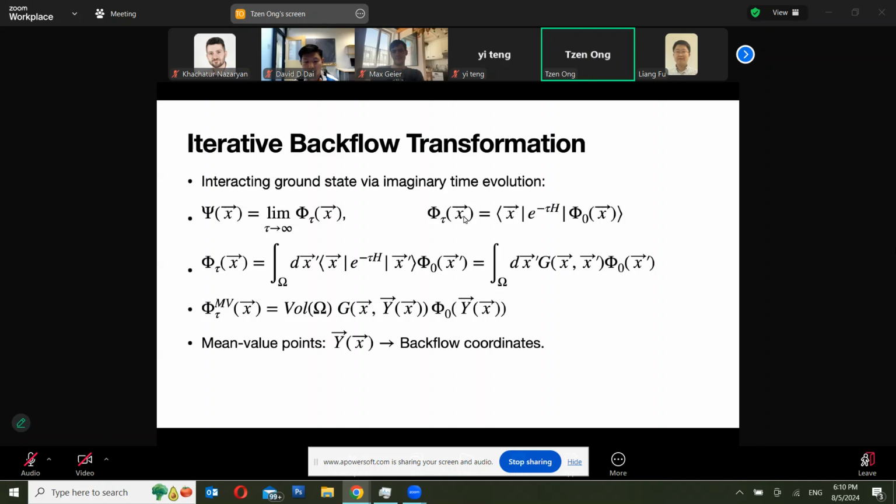But just based on the paper, this is their physical motivation, and I guess maybe we can get into the DMC a bit more later on in other talks.